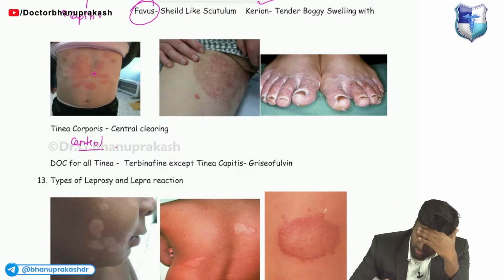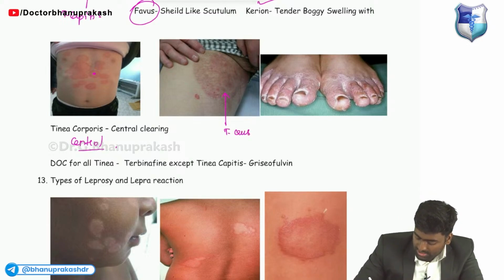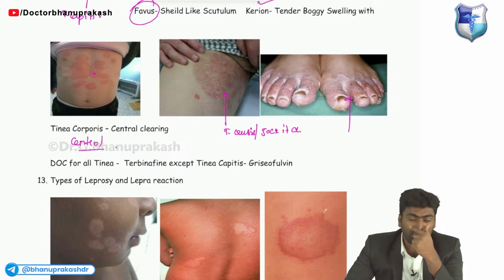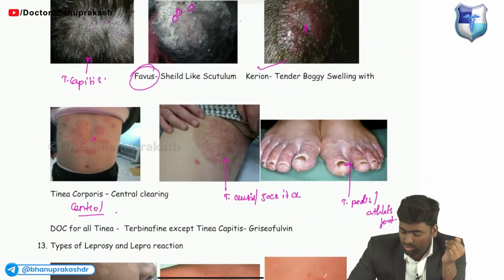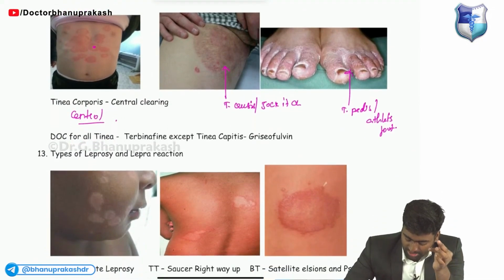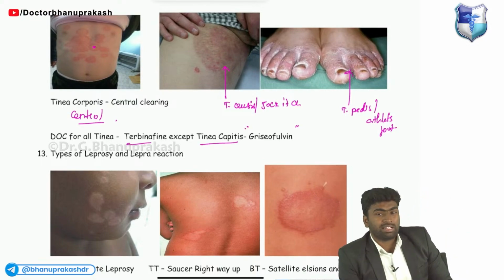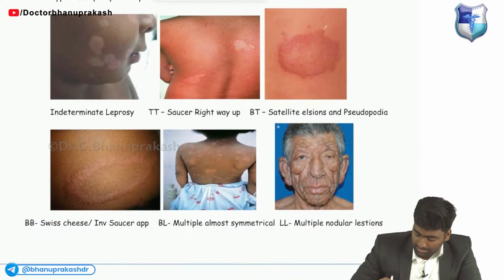Next, if you are able to see this around the inguinal region, it is known as what? Tinea cruris, also known as jock itch. Next, if it is involving the foot and along the web spaces, it is known as what? Tinea pedis, also known as athlete's foot. Fine. And next, the drug of choice for all the tinea is terbinafine, except in a case of tinea capitis, where we'll use griseofulvin. Fine.